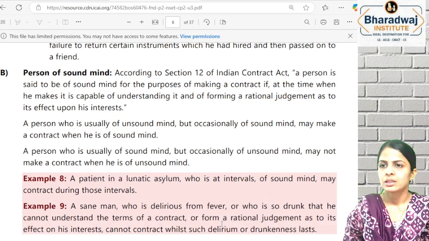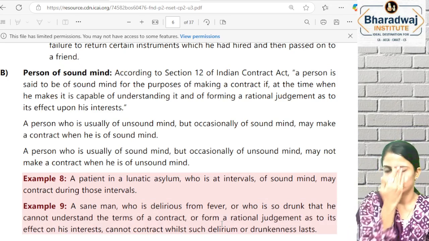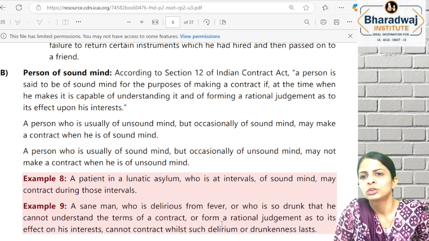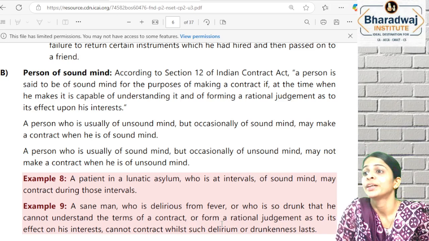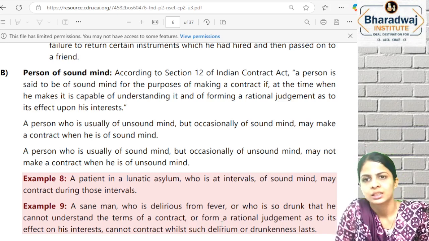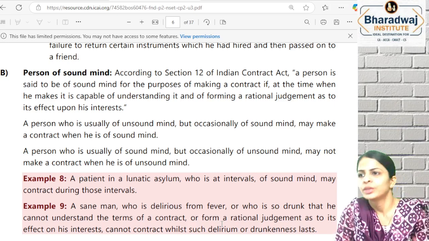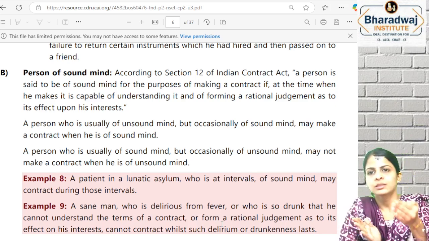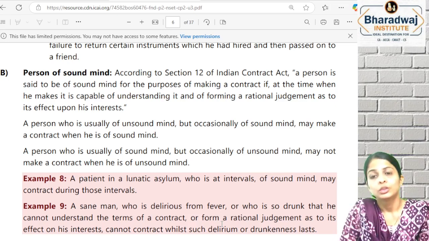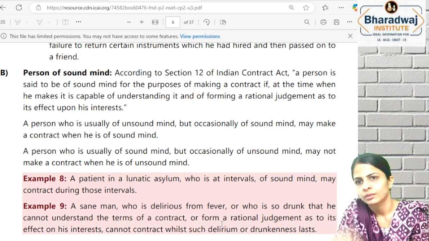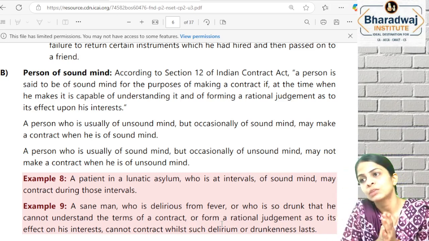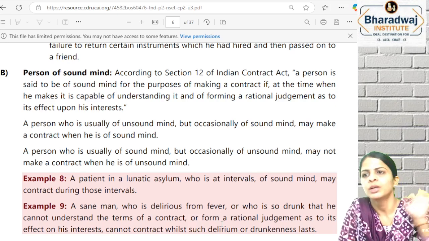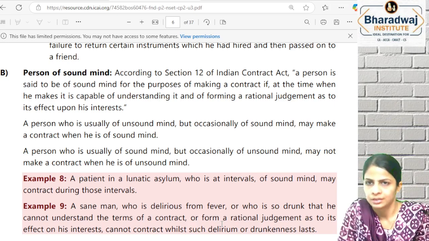Next is section 12. Sound mind. A person of sound mind, but from the past 2 days he is having a fever of 105 degrees, not in his senses. Any contract entered into by him, will it be valid? No. So usually he is of sound mind, but whenever he is unsound, it is unsound mind. If he enters into a contract when he is of sound mind, is it valid? The term sound has to be there whenever a contract is made.